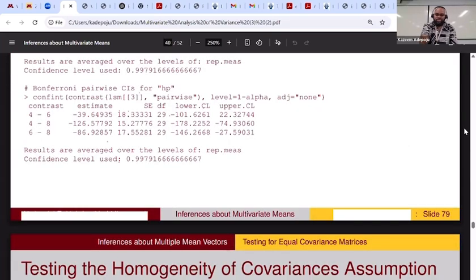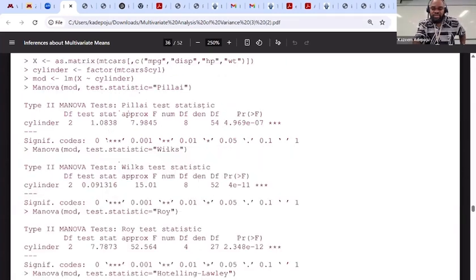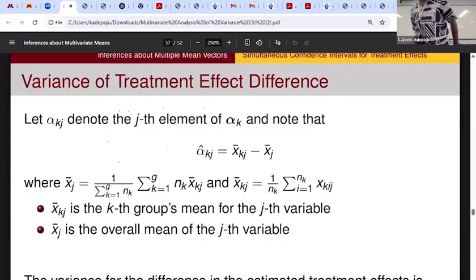So tomorrow we're going to continue from here. This is where we're going to start from: variance of treatment effect difference. Is there any question before I go today? Any question?